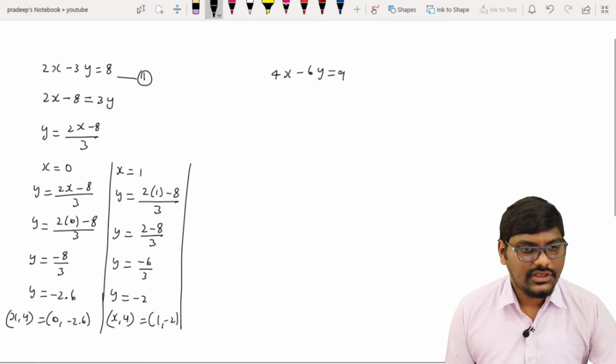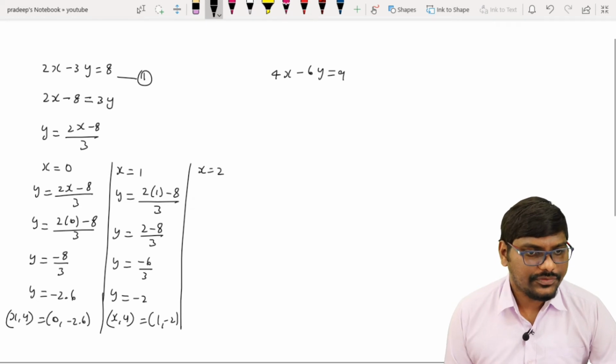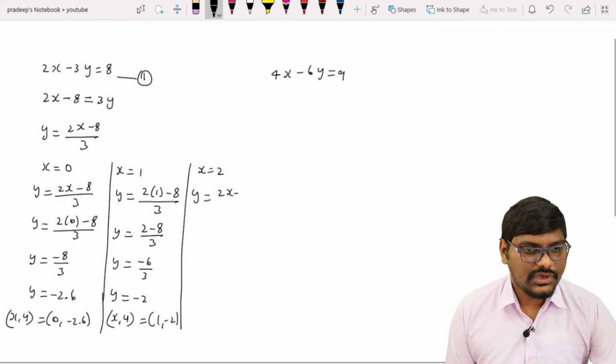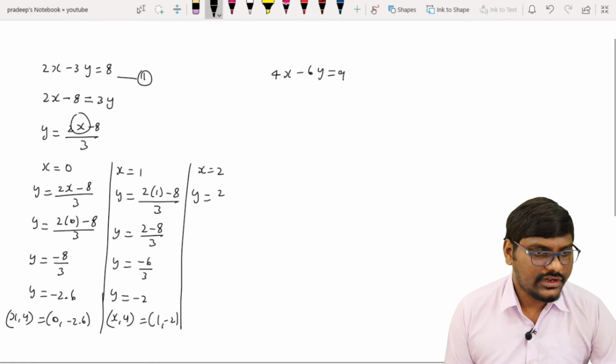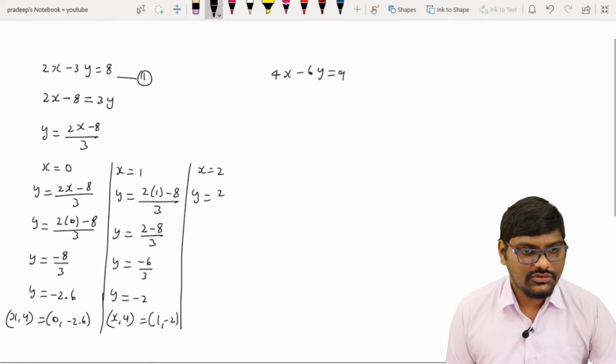I'm taking x equal to 2. So that is y equal to (2x minus 8) by 3. In the place of x I can directly substitute 2. So that is (2 into 2 minus 8) by 3. So I'll be getting y equal to (2 twos are 4, minus 8) by 3. So I can get y equal to minus 4 by 3.